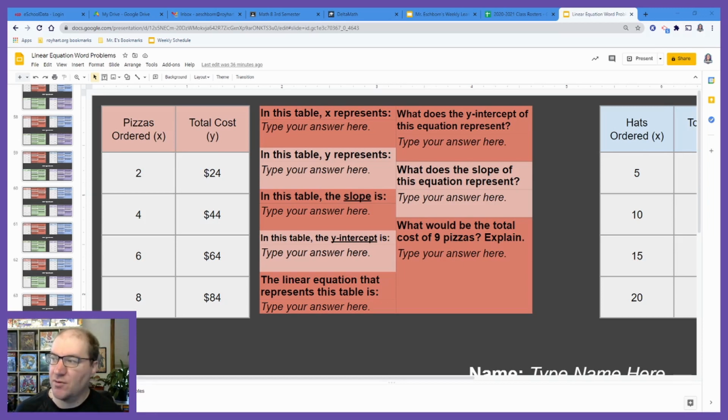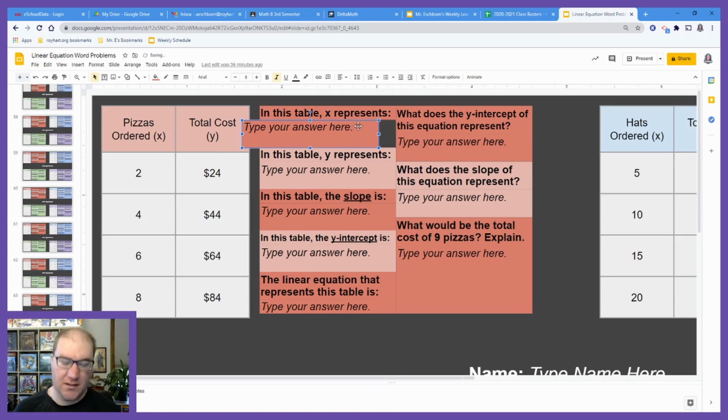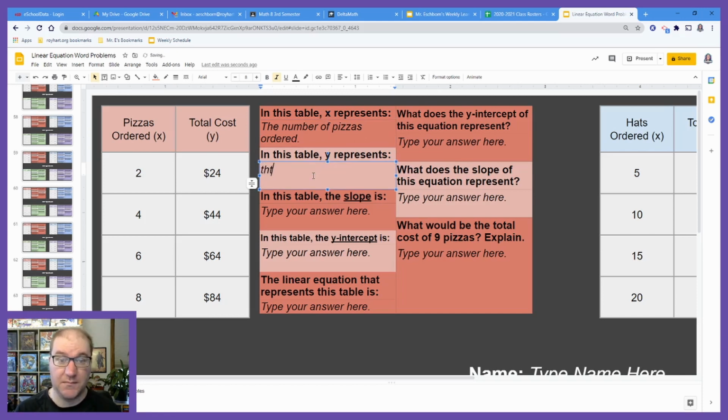It says, in this table, X represents the number of pizzas ordered, and Y represents the total cost. Now to find the slope of this table, we need to do how much is the Y changing divided by how much is the X changing. Remember, the Y's are going up by 20 and the X's are going up by 2. So 20 divided by 2, the slope is 10.